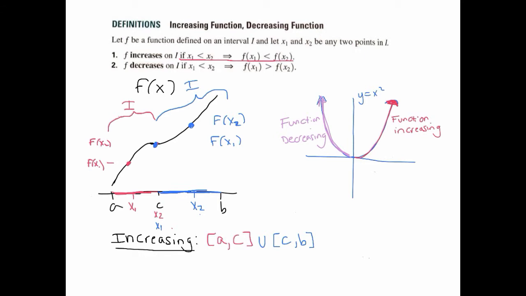So most of the time you won't do this. You won't break it up like that. I mean, this isn't wrong, but you can just go right through that. You could just go right through c, and write that it's increasing on the interval a to b.